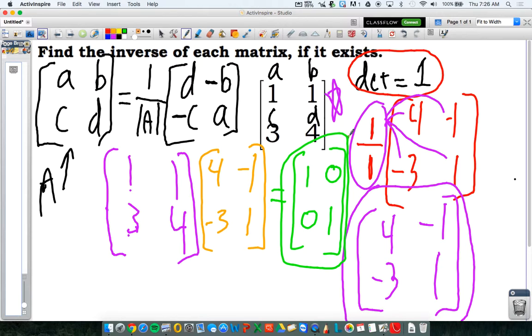So this process, taking the original matrix and multiplying it by the inverse you found, is a good check to make sure that you did the process right. As long as you get 1, 0, 0, 1 out, you're good to go. Additionally, if you were given two matrices and you were asked, are these inverses of each other, you could do this process where you multiply them together and see if you get 1, 0, 0, 1, and then the answer to your question would be yes. So, there you go. Inverse of a 2 by 2.